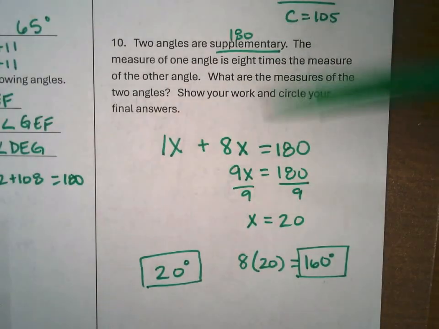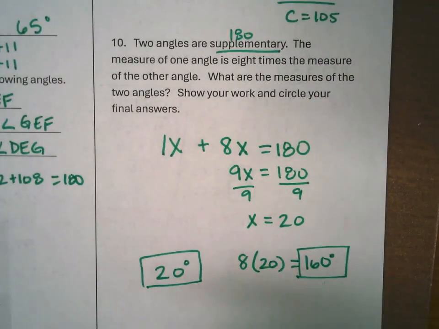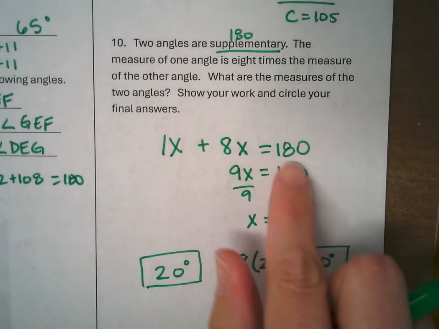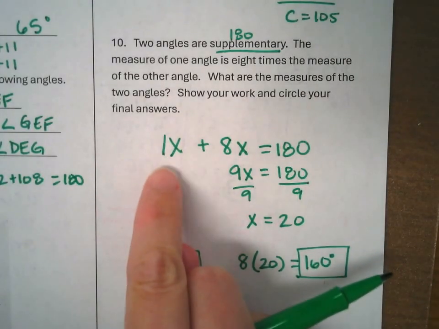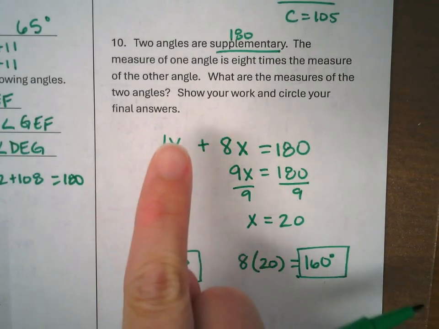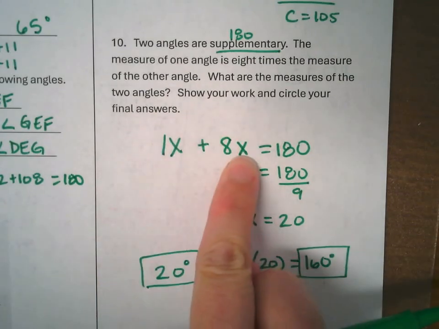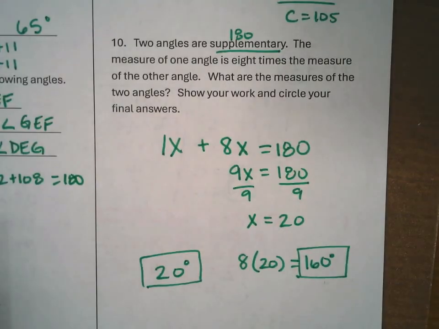The most common mistake with this question was we just said 8x equals 180, and when you divided, you got 22.5, but that didn't take into account that there was another angle here. So you have to make sure you have an angle you start with and the angle that's 8 times it.